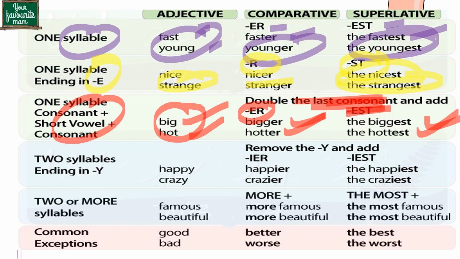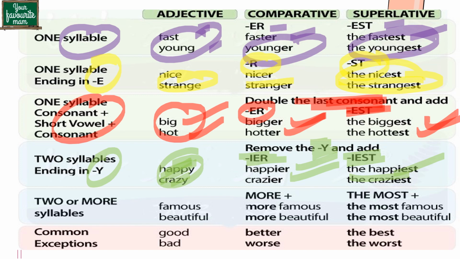Again, for two-syllable words that have a y at the end, like happy or crazy, we simply remove the y and replace it with ier for comparative and iest for superlative. Like happy becomes happier or crazier for comparative, and for superlative it becomes the happiest or the craziest.